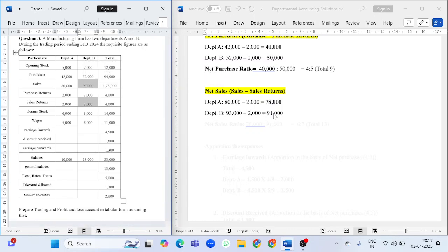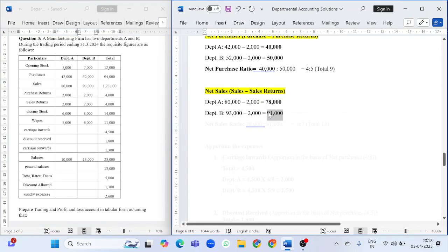So 93,000 minus 2,000 will be 91,000 rupees. If you are unable to see the question properly, you can always zoom the screen. And please do watch the video at highest quality so that you can clearly see whatever I am solving. So now we have found out the net sales of both the departments.